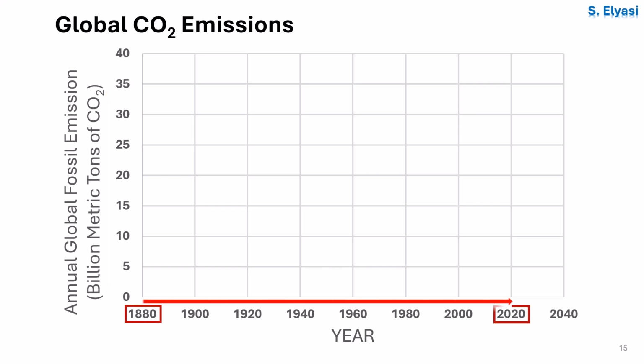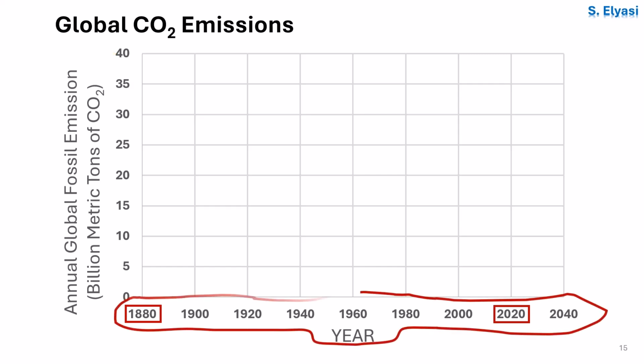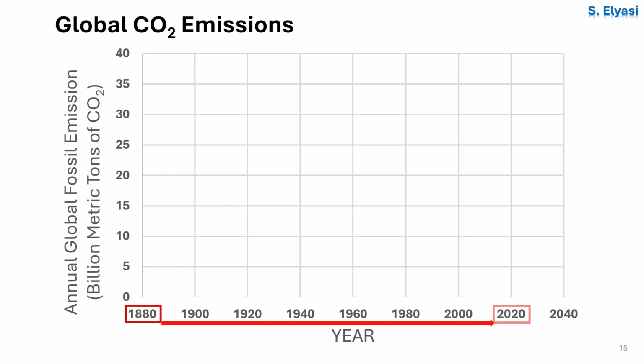The y-axis, vertical, represents the amount of CO2 emissions from fossil fuels, measured in billion metric tons. The scale ranges from 0 to 40 billion metric tons. The x-axis, horizontal, represents time from the year 1880 to about 2020. This allows us to observe trends in CO2 emissions over a long historical period.